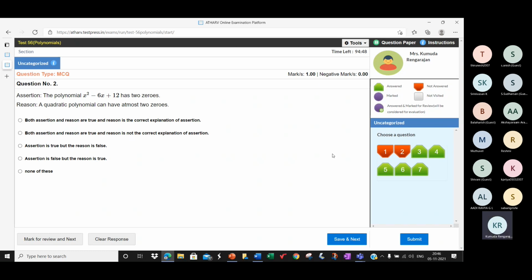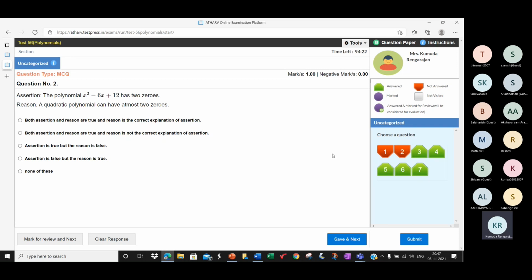What is b square minus 4ac? Minus 12, ma'am. It's negative. That means the given quadratic polynomial has no real zeros. But it's given it has 2 zeros. So you don't have to find the zeros. We'll first check if it has zeros in the first place. The polynomial x square minus 6x plus 12 has 2 zeros.